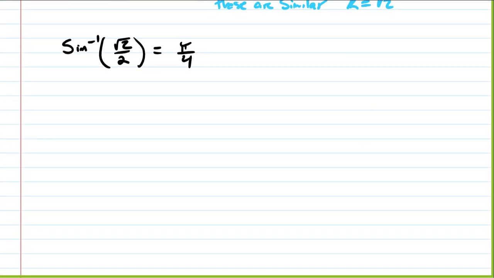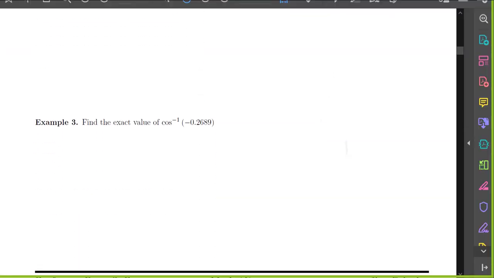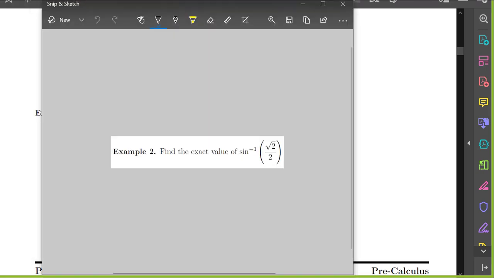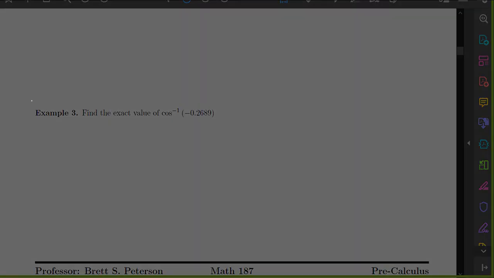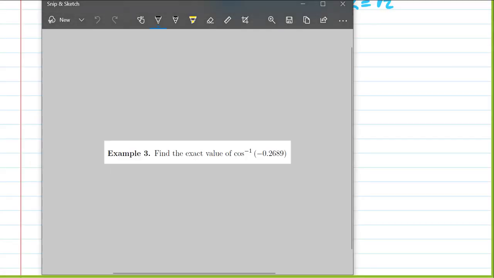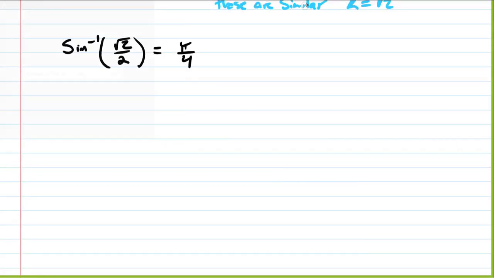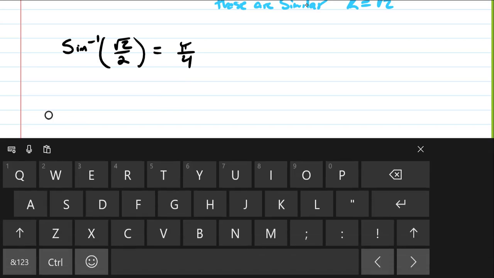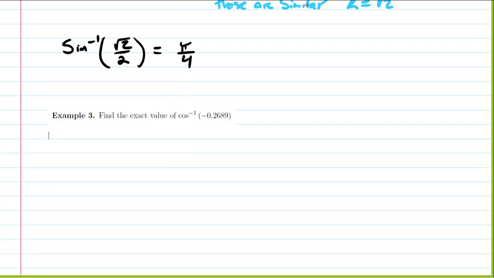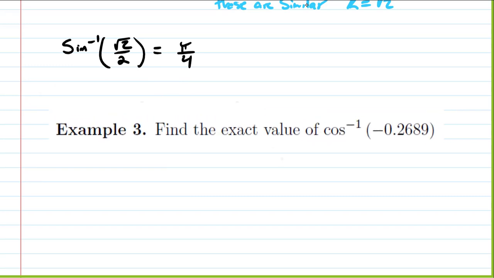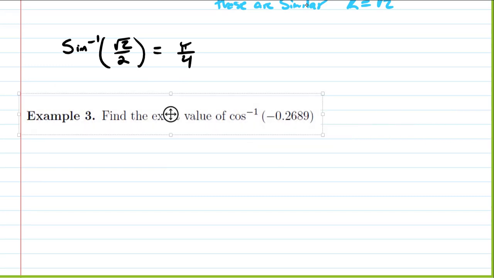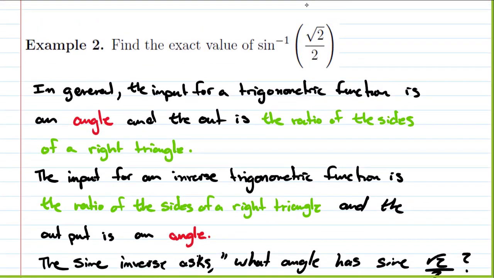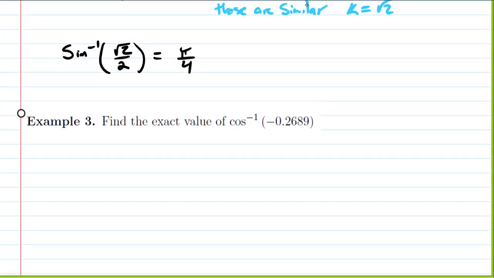All right, let's keep going. This time, we were asked to find the exact value of this. Unlike the previous example, we're not going to be able to find the exact value. It turns out that this will not be possible.